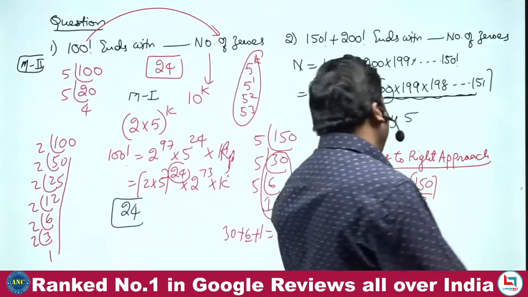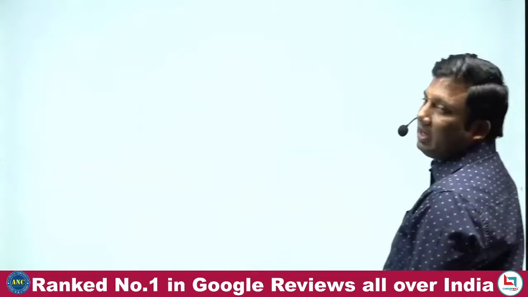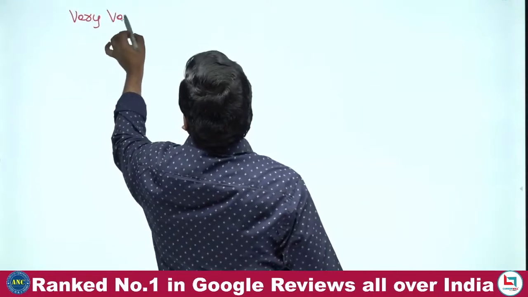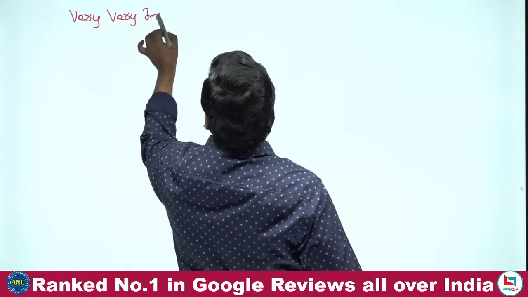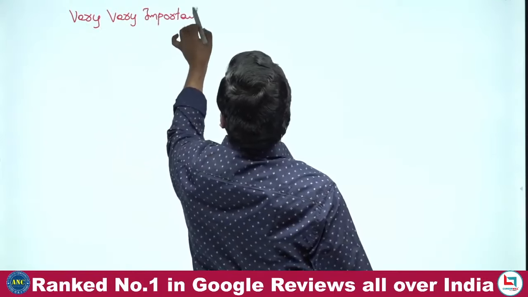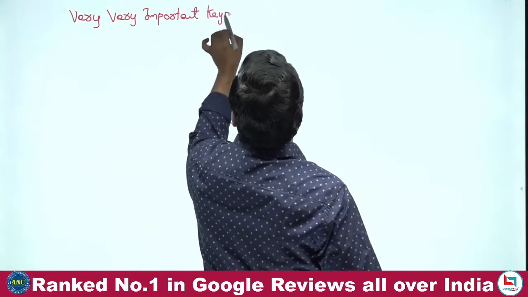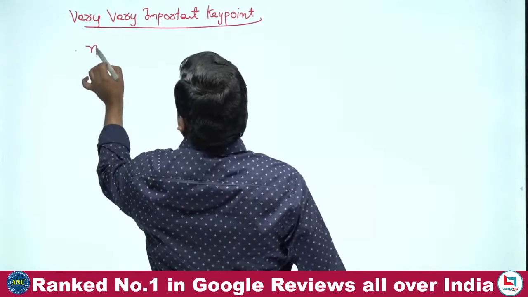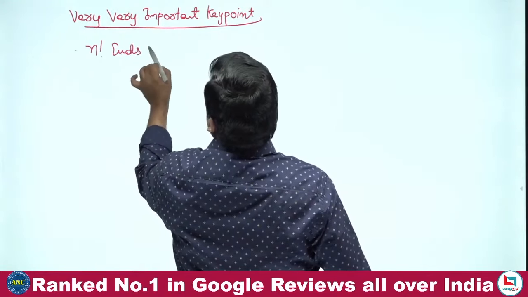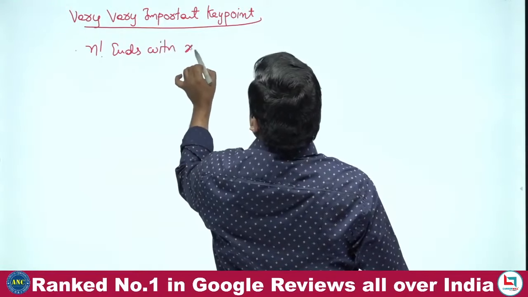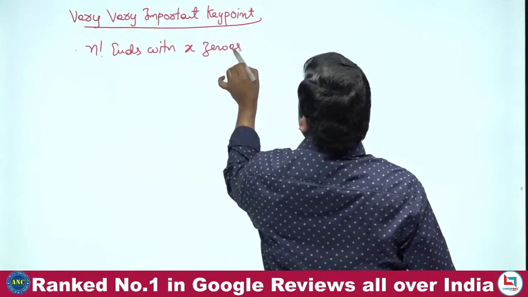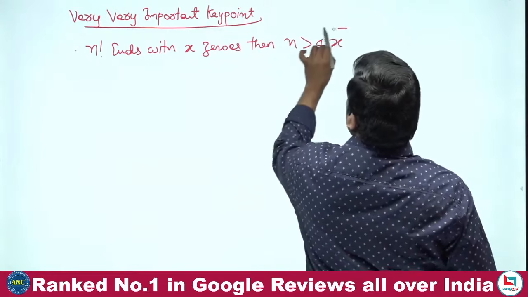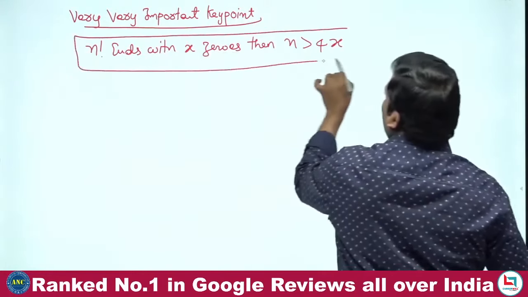Now, this is very, very important. The most important slide, sir. Very, very important key point. Extremely important key point. Listen carefully, sir. Key point: if n factorial ends with x zeros, then n is greater than 4x. Please make a note of it, sir. We will see the proof also.